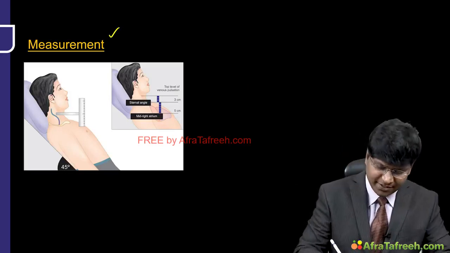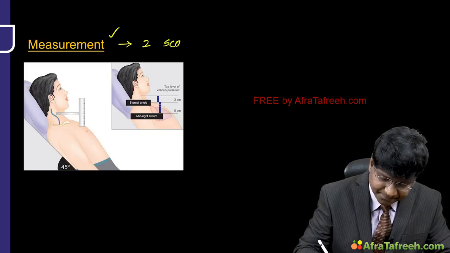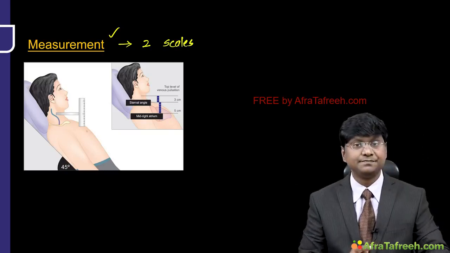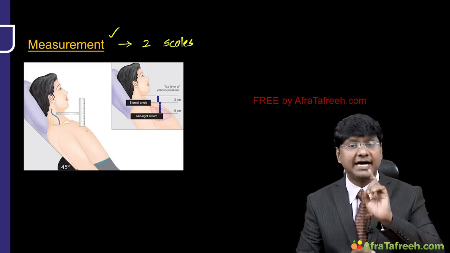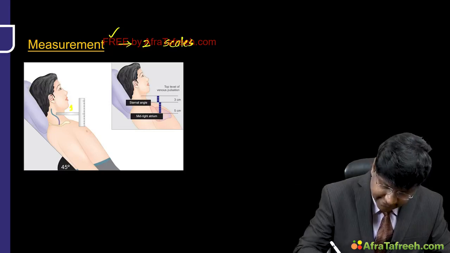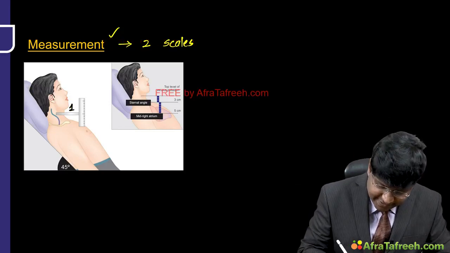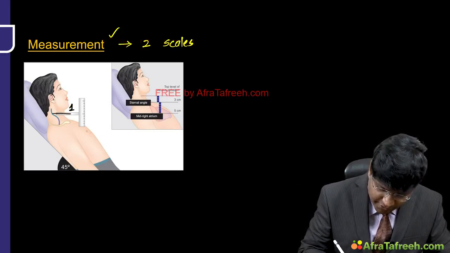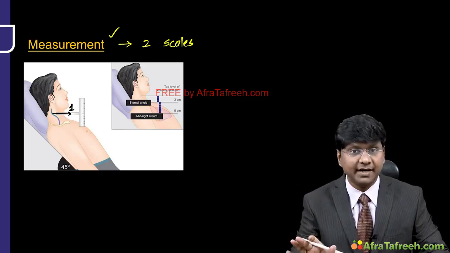Now, coming to the measurement of the jugular venous pulsations. For the measurement, you require two scales. One is placed horizontal to the upper level of the pulsation. So this is the first scale, which is placed exactly horizontal to the upper level of the pulsations.